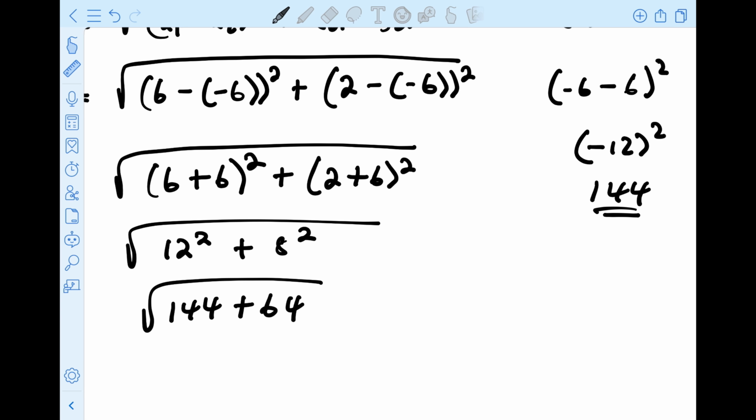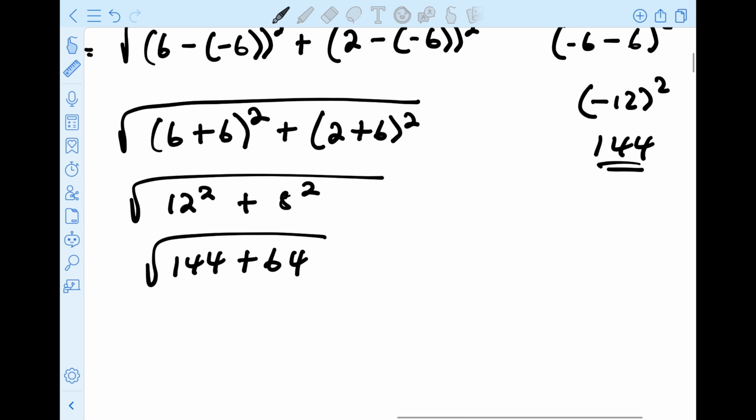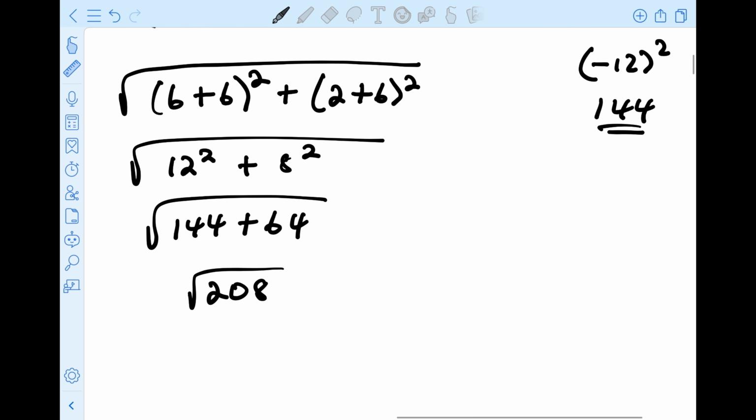Now, 144 plus 64, that's 140 and 60, that's 200, and 4 plus 4 is 8. So we end up with 208. Now, this is what I want us to be able to do. I want us to be able to simplify this radical based on what we touched on yesterday. So we're going to divide 208 by our perfect squares. Obviously, we know that if we divide it by 4, it's going to work. So 208 divided by 4 gives us 52.